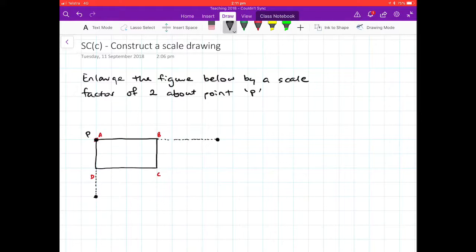If we were to look at point C, you would use a ruler for this. You are looking at a certain measurement from point P to C, and whatever that measurement is, you are then going to double that, and it would get out to here somewhere, okay?